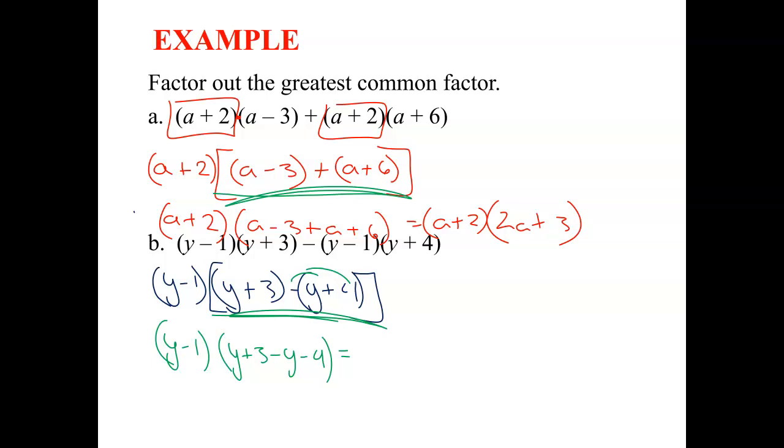Simplifies to what? Y minus 1 times what? Combine like terms. Y minus y is 0. 3 minus 4 is negative 1. If we wanted to, we could distribute that negative 1 back in, which gives us an equivalent expression of negative y plus 1.